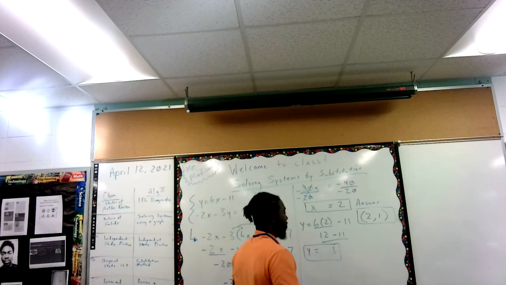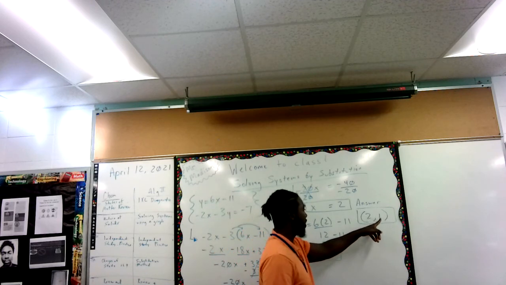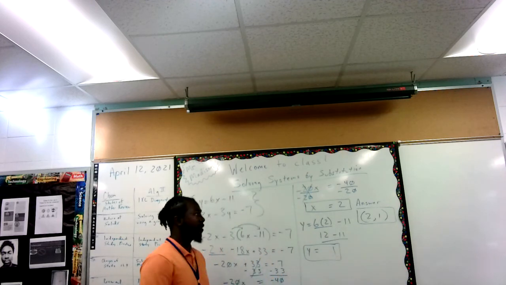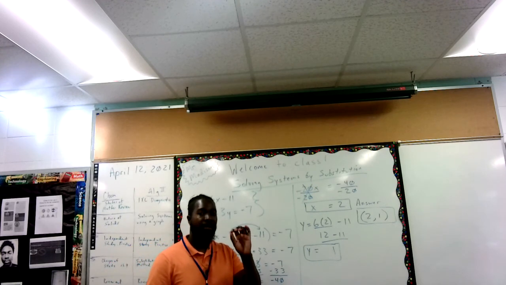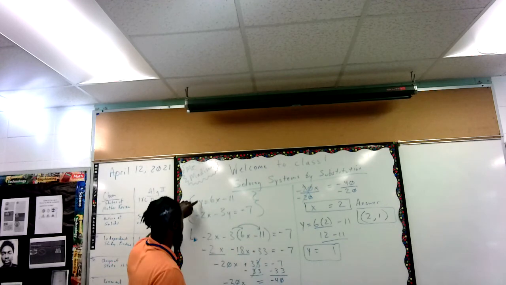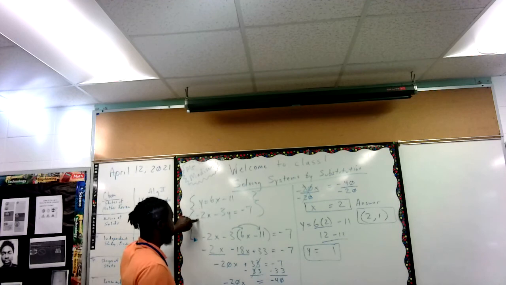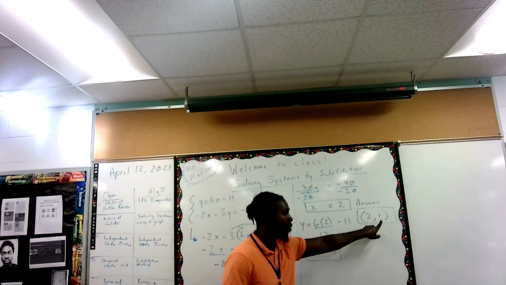Y equals 1. So now we have our x, which is 2, and our y, which is 1. The point on the graph where these two cross is at the point 2, 1.